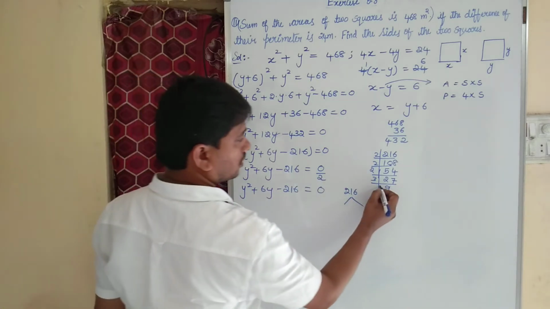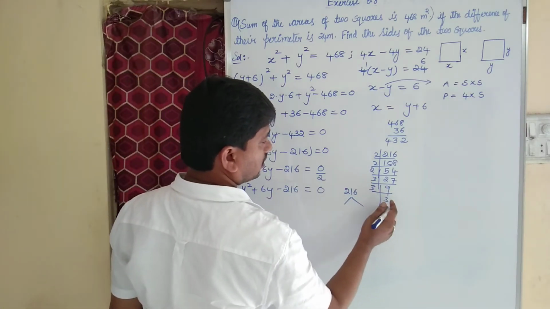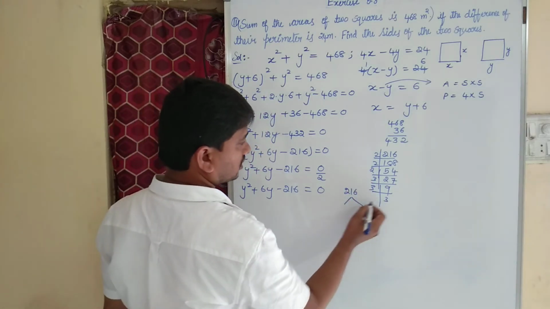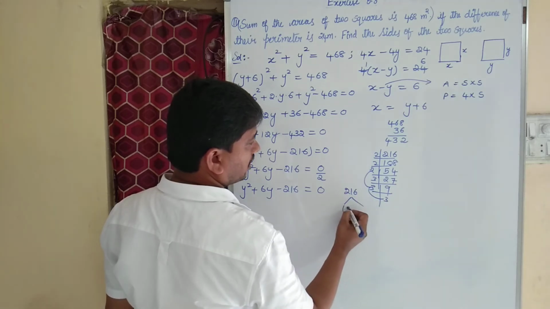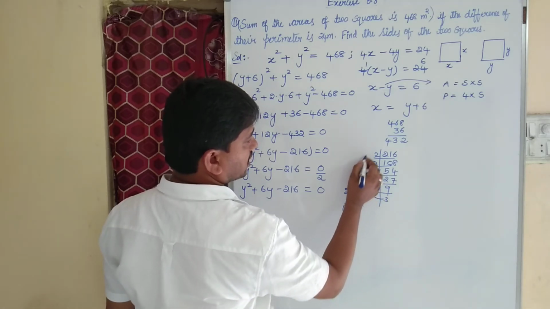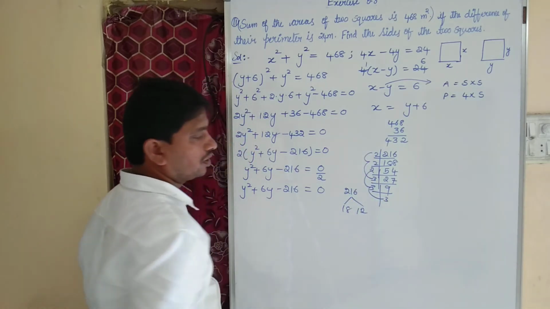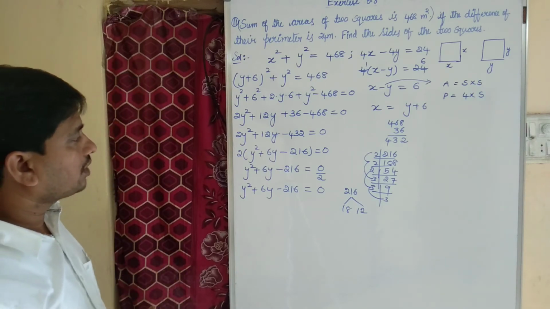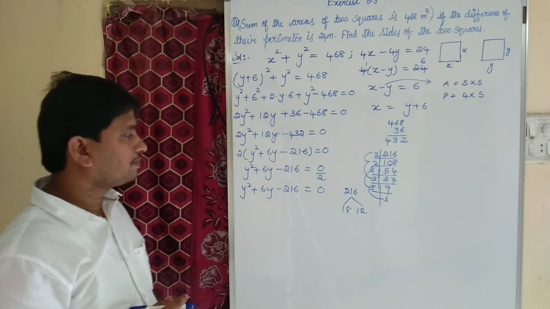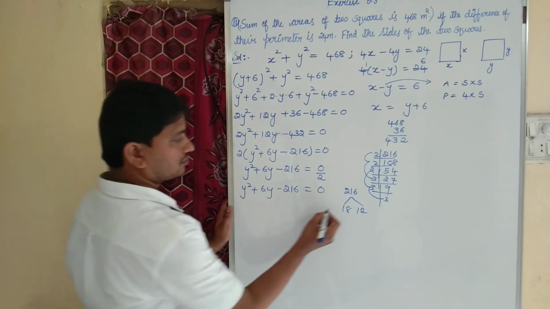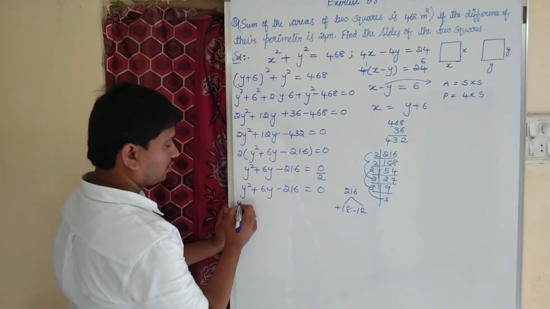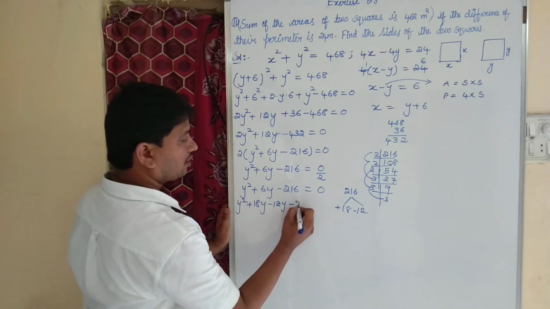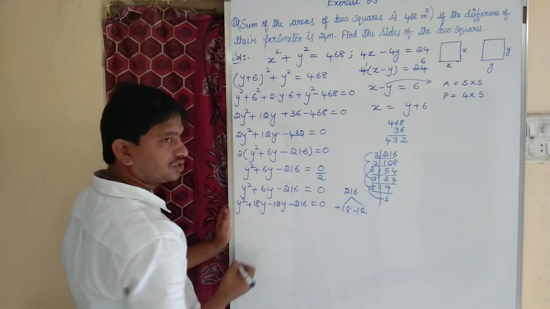Now let us do with the 3 table. 3 threes are 9, 9 twos are 18. 3 twos are 6, 6 twos are 12. So the factors are 18 and 12, children. 18 and 12. So that is plus 18 and minus 12. y square plus 18y minus 12y minus 216 equal to 0.